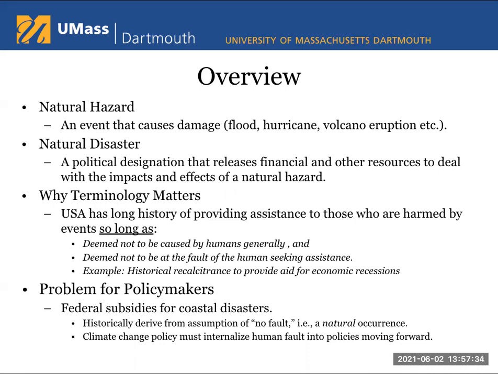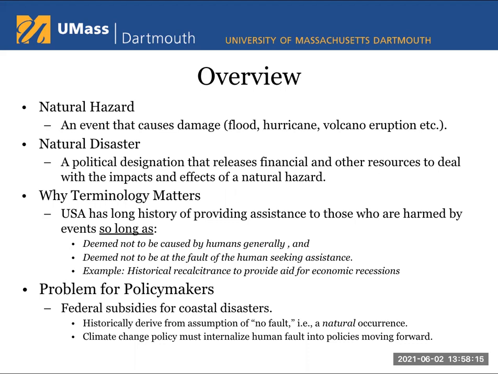It's very different in the United States when it comes to something that it sees or perceives as a natural hazard or a natural disaster. And the problem for policymakers is these federal subsidies for coastal disasters. When coastal disasters occur in the United States, they're declared natural disasters and it releases a whole flood, pun unintended, of both financial and other support mechanisms. And historically, that derives from an assumption of no fault. In other words, these federal subsidies are directly related to the notion that these natural disasters are just that, they're natural, they're outside of human intervention.